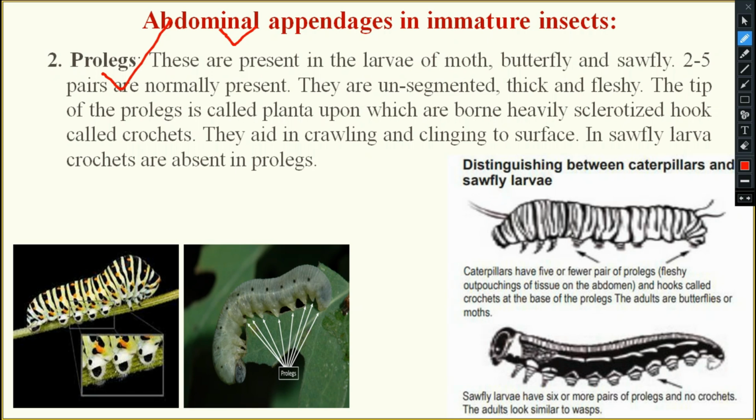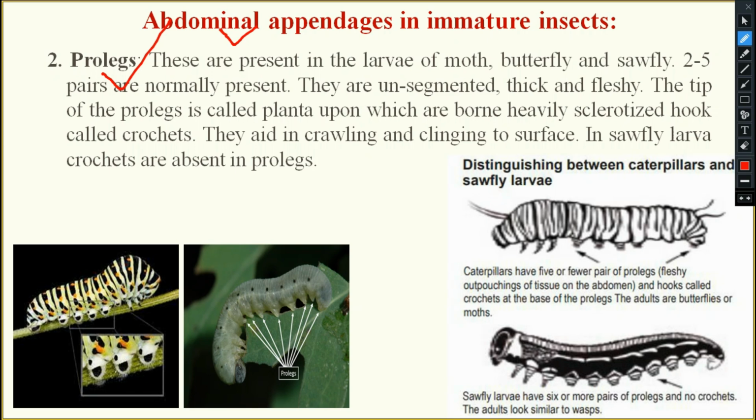Caterpillar means which order? Lepidoptera, sir. One more exceptional case I told: if you toss them, they will fall down. Which one? Sawfly. Mustard sawflies. Very good. They also have prolegs. What is the difference between caterpillar prolegs and sawfly prolegs? One structure is absent. Which structure? Crochets. In Lepidoptera caterpillars they have crochets, but in sawfly larva they do not have the crochets. In which abdominal segments will they be there? 3rd, 4th, 5th, 6th and 10th.